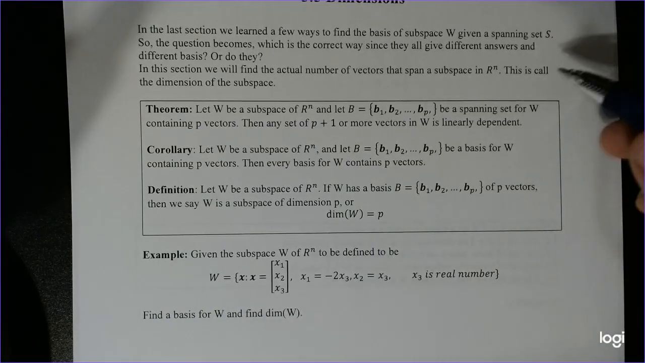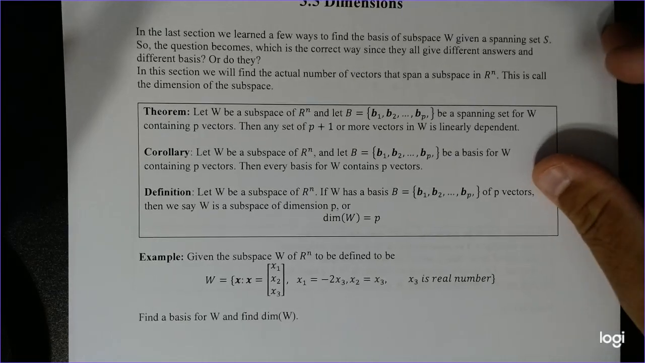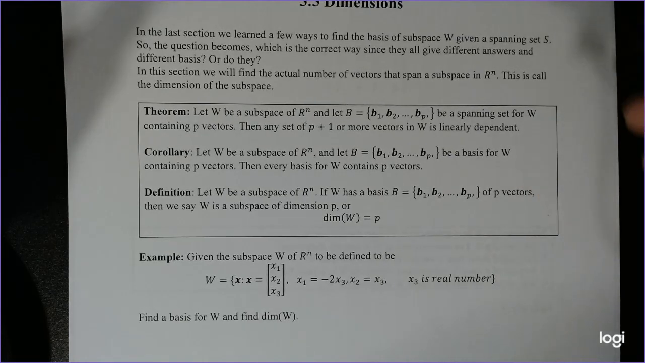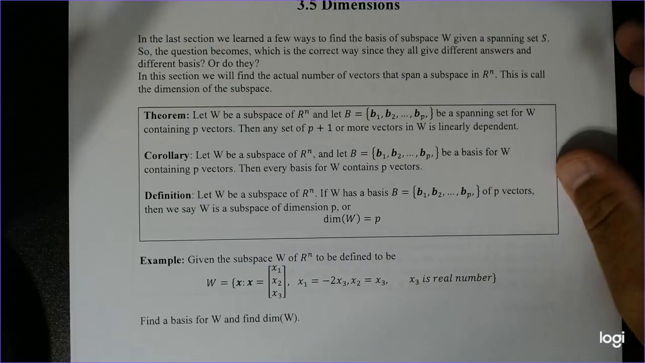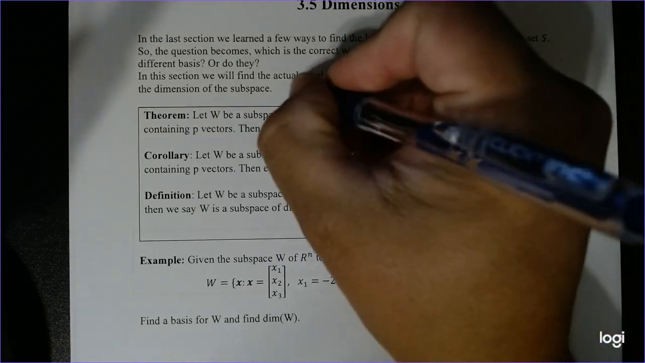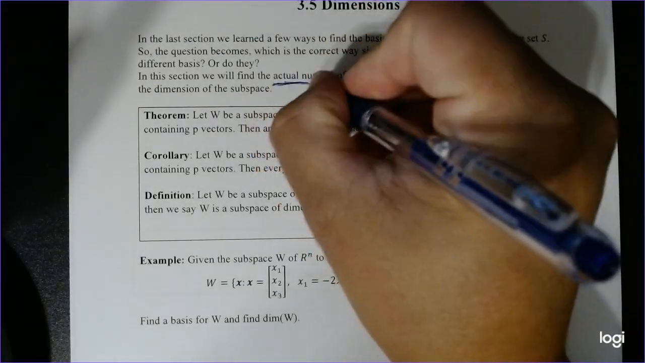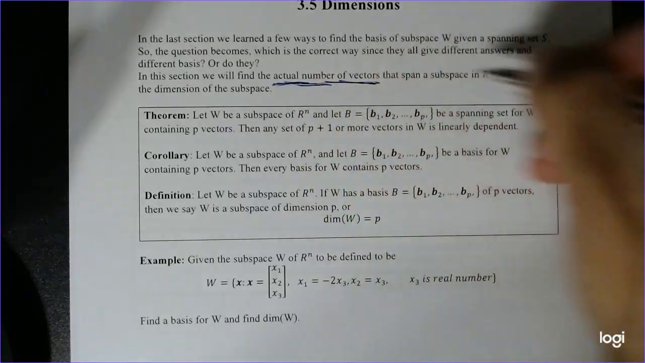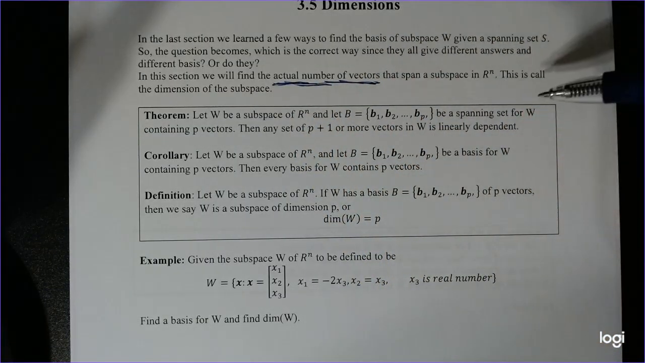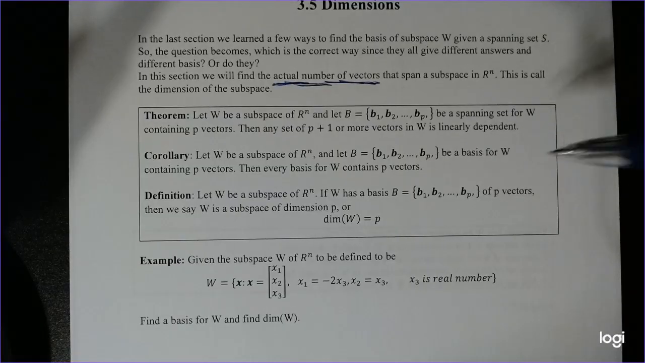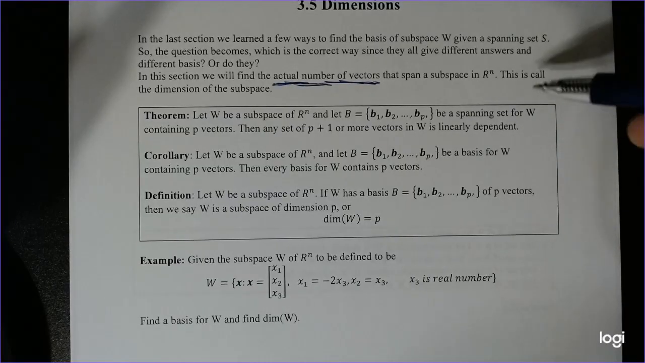But the key thing is, which one's correct? The obvious answer is they're all correct. But the thing that's actually unique is the number of vectors within the basis itself. Meaning, no matter how many times you find a basis for a subspace, you're going to have the exact same number of vectors going forward.